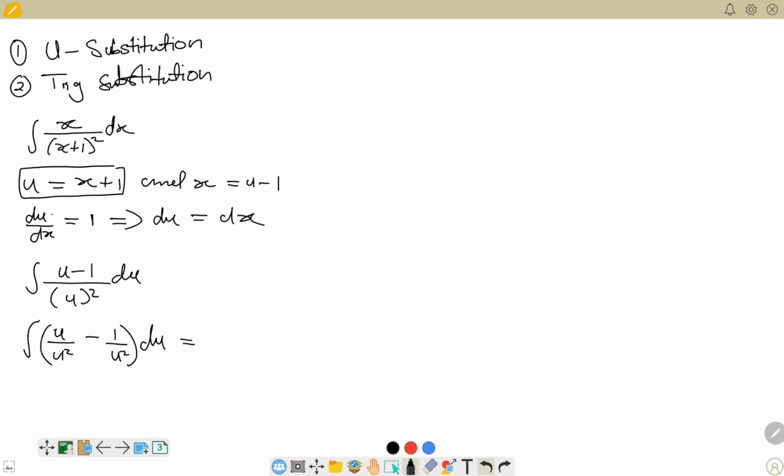Then this can be simplified further before we can integrate: 1 over u minus u to the power negative 2 du. Then this now is integratable. We can go and look at our formulas. 1 over u is actually going to be ln u, and then minus u to the power negative 2, it's just going to be plus 1 over u. Then we need to have plus c.